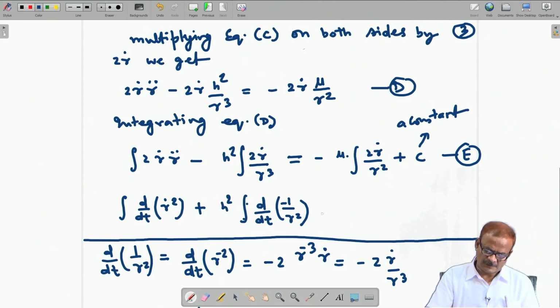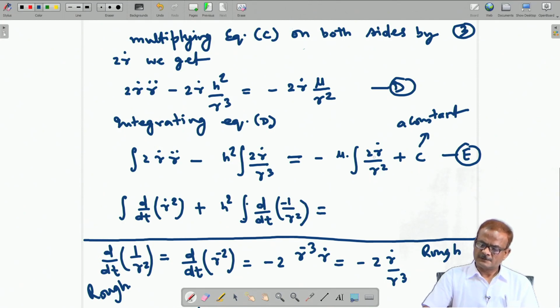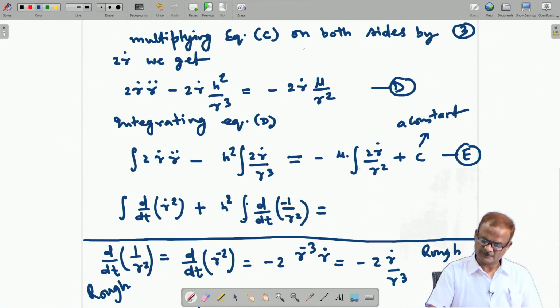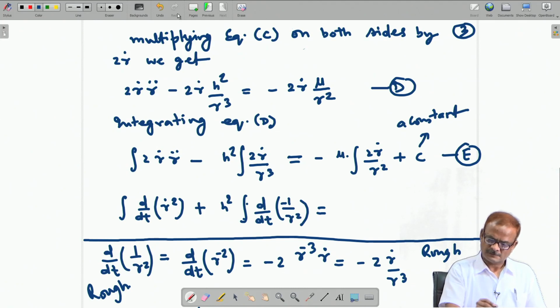And on the right hand side, this is rough work. Again on this side we have to look into what the result will be. For that we need to go on to the next page and work it out, and then I will return back to this place. So, this is 2 r dot by r square.